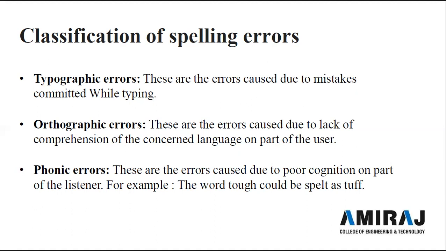So tough, TOUGH. But if we spell it properly, correctly, for is spelled as double F, right? So we can spell it that way also. So if we do not understand the language properly, then we can make this kind of errors, phonic errors, right? We are typing whatever we are listening because we do not know the correct spelling of that word.